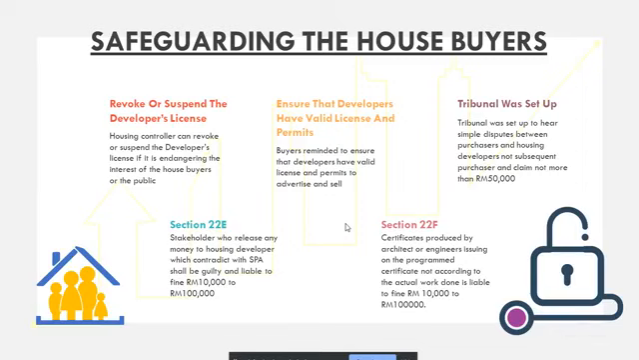Ensure that developer have valid license and permit. Buyer reminded to ensure that developer have valid license and permit to advertise and sell. So siapa-siapa pun before committing such a big purchase, macam kita nak beli rumah, benda yang besar betul, kita kenalah check adakah pemaju ni ada face any problem in their project yang sebelum ni atau semasa.